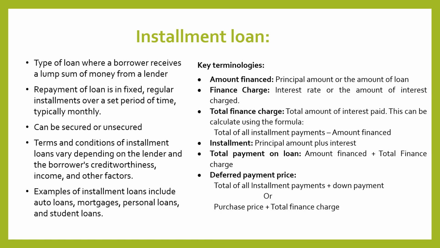Then we have installments. Remember, installments include principal amount plus interest both. And total payment of loan, how do we calculate? Amount finance plus total finance charges. And then the last one is deferred payment price. Deferred payment price is the total of all installments plus down payment, or we can solve it in a different way: purchase price plus total finance charges. So with the help of these terminologies and formulas, we will be calculating.